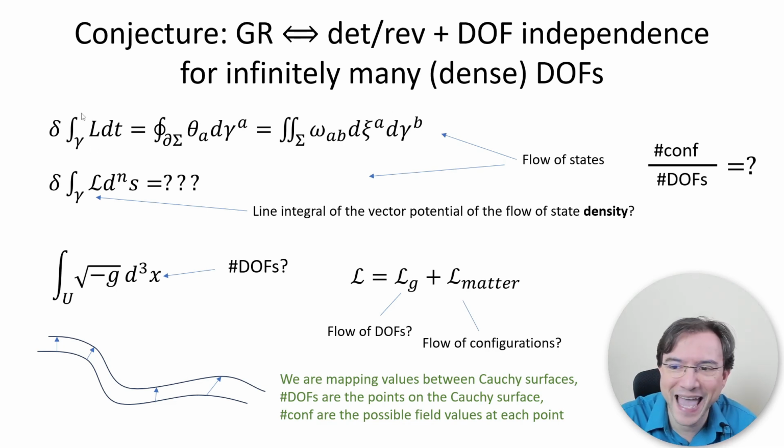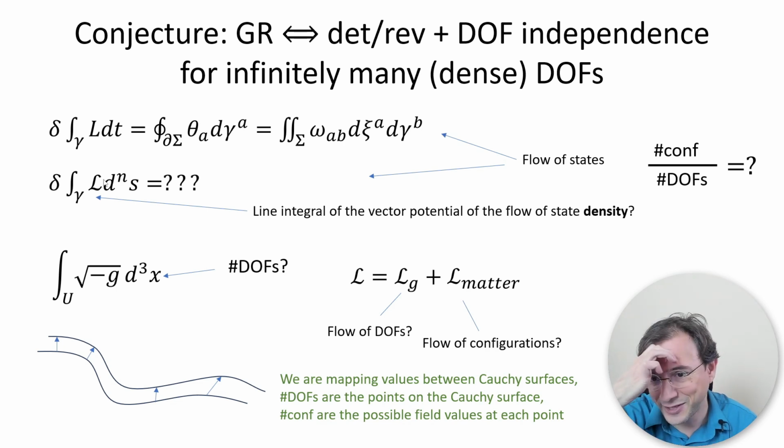So in the mechanics case, in the finite degrees of freedom case, we saw that the Lagrangian, the variation of the action, is actually some flow of states. And in field theory, we still have an action, but we have a Lagrangian density. So it's the integral of a Lagrangian density. And the question is whether this line integral is basically a vector potential or the flow of state density. That's why we have a Lagrangian density, because we have a configuration density. We have number of configurations per degrees of freedom. We need this quantity, and the question is, how do we get it? What is the correct formula for that?